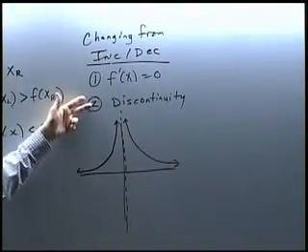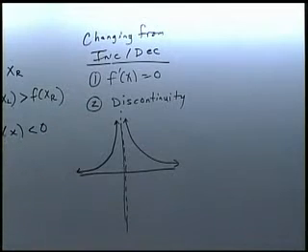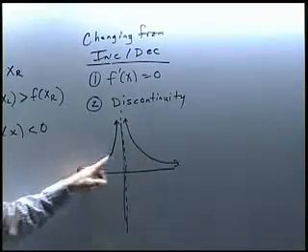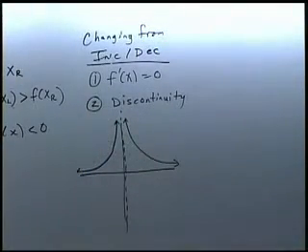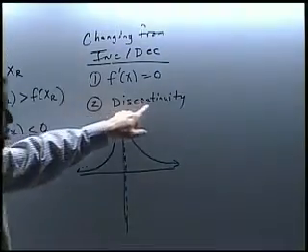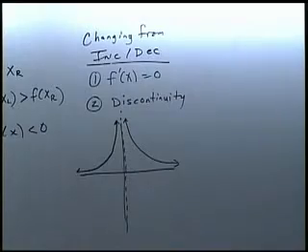So that's the second place where we can get a change from increasing to decreasing, if there's ever any discontinuities. And it doesn't have to be just a vertical asymptote. We talked about holes in graphs. We talked about jumps on graphs. Any type of discontinuity could be a possible change from increasing to decreasing.